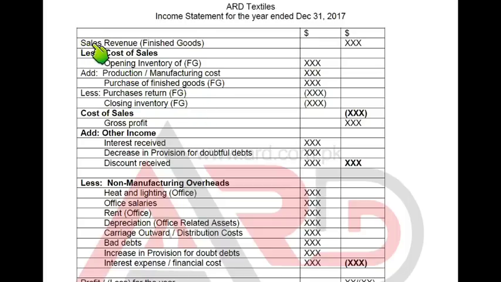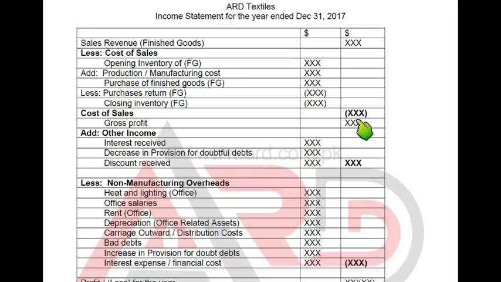First of all, in the income statement, we will be writing sales revenue. Again, all of these items are relating to finished goods, because in the outlet we are not dealing with chemicals. Here we are selling the final product, the product that is ready for sale. Then cost of sale follows a similar pattern to what you used to study in the sole trader format: opening inventory, add purchase of finished goods, less return outward or purchase return, less closing inventory, then cost of sale.